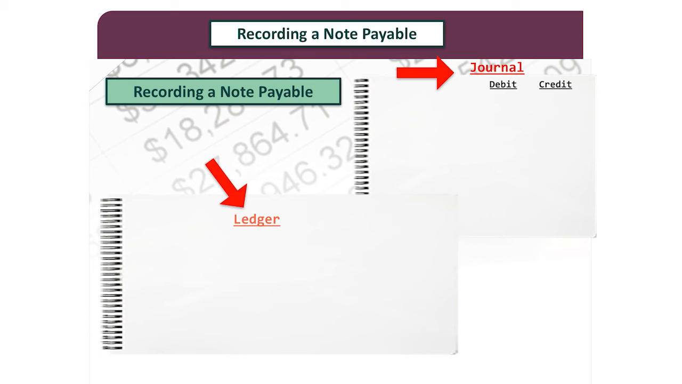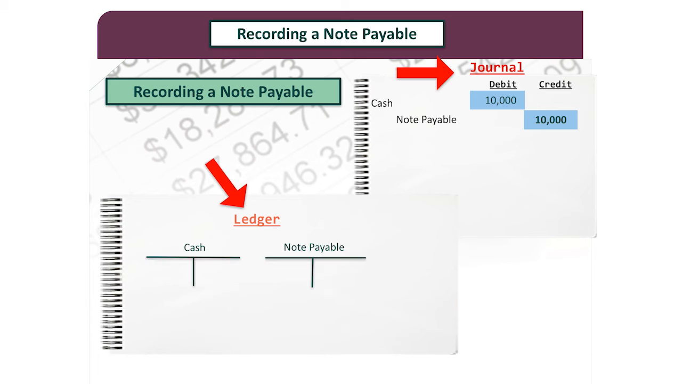When we get the loan, we increase our asset cash and at the same time increase the amount we owe in our liability notes payable. We record the entry in the journal. The accounting entry is a debit to the asset cash, you increased cash, and a credit to the liability notes payable, you increased the amount you owe.